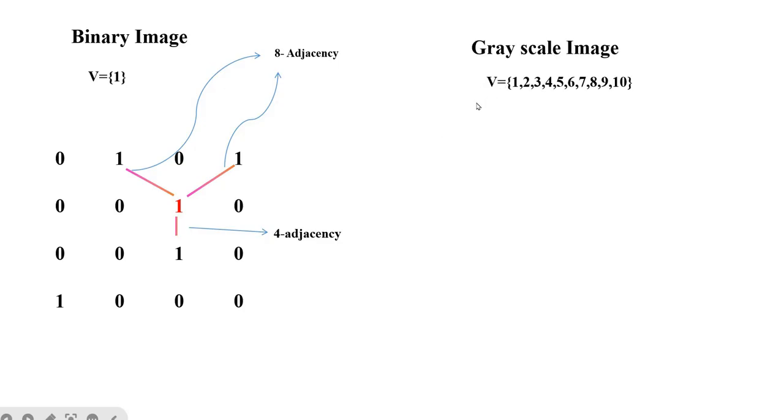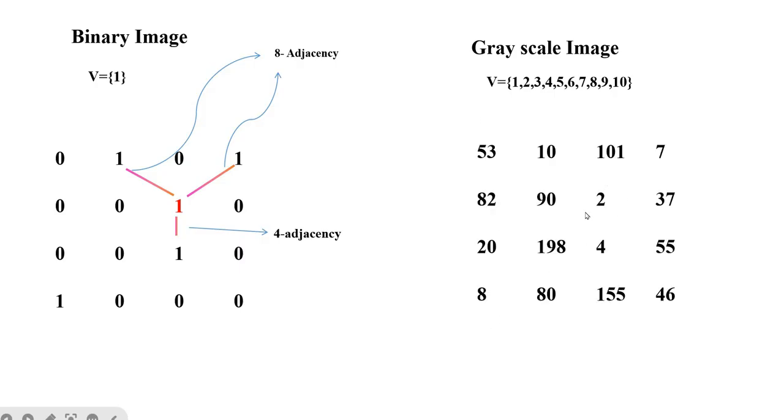If I take a grayscale image with the set V = {1, 2, 3, up to 10}, I can connect these numbers which are given in the set. Suppose this is the pixel arrangement. I will take this pixel. This 2 can be connected to 4, so this is 4 adjacency, because 4 is in this set. 37 is not there, 55 is not there, 198, 90 are not there. 1 is also not there. But here 10 is there and 7 is there, which can be connected using what?